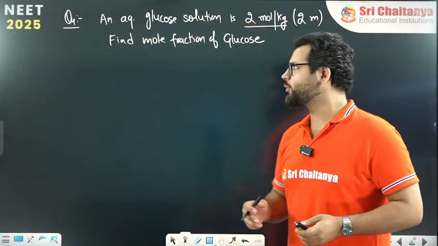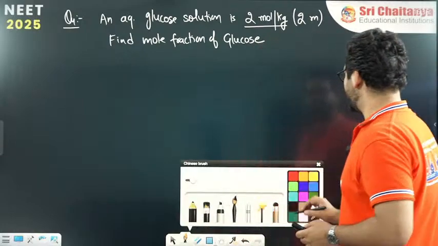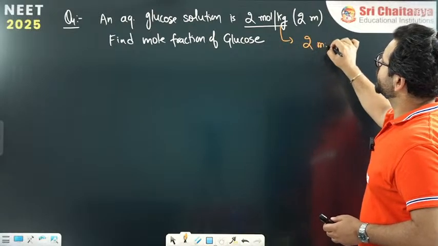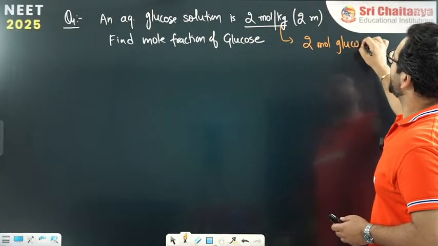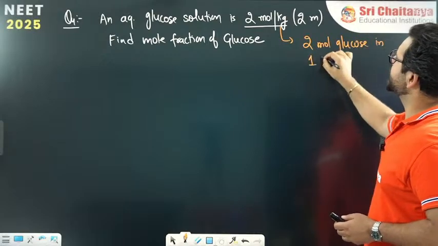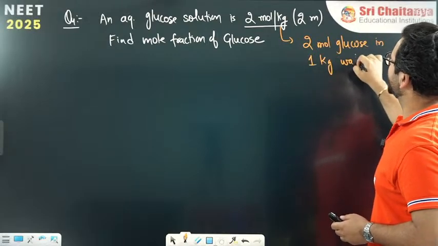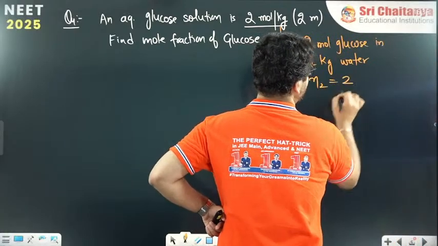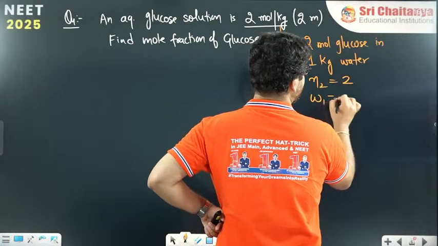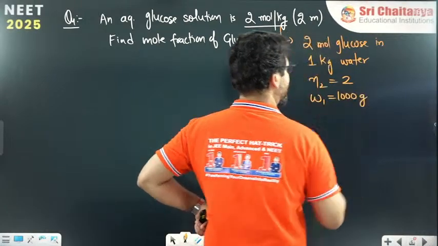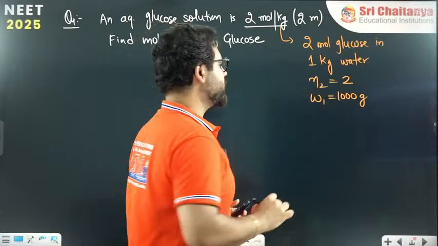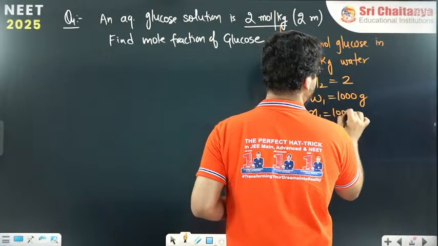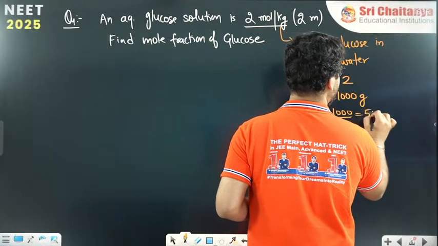Or you can use the formula I told you. The basic definition will be like this. 2 mole per kg means 2 mole glucose in 1 kg water. So what is given to us here is moles of glucose are given, 2 moles, and weight of water is given, 1000 gram. If you know the weight of water, then you can know the moles of water. So we get moles of water are 1000 by 18. You can learn this value, it is 55.55.